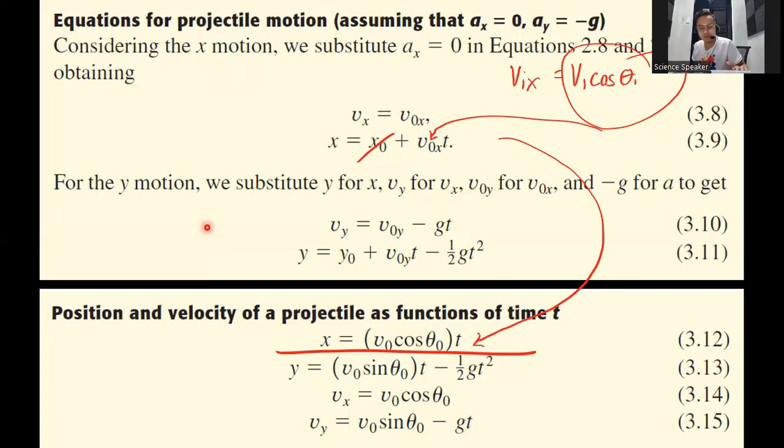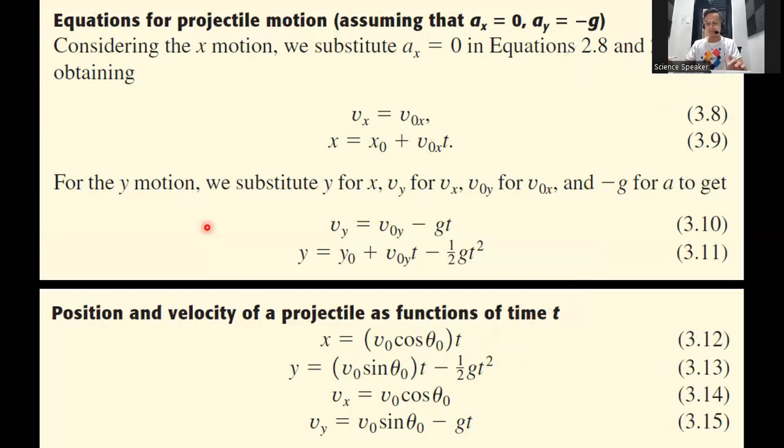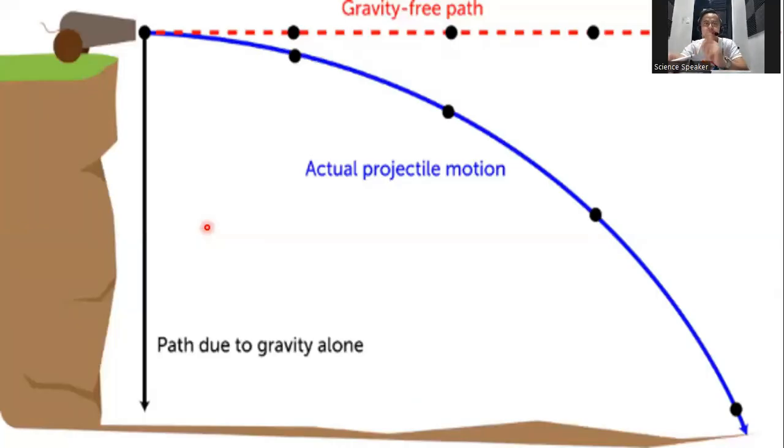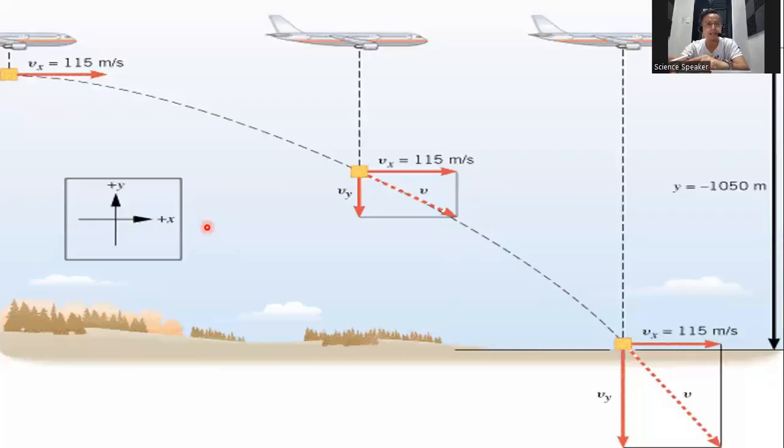Formula 3.12 is similar or related to 3.9. Your formula 3.13 is similar to your formula 3.11. Your formula 3.14 is similar with your formula 3.8, and your formula 3.15 is similar with your formula 3.10. So they are all similar with each other. It's just that we substitute the x and the y components in the formula, which is the cosine and the sine thetas. Okay? So if we're going to check this one, this is a half projectile and another half projectile.